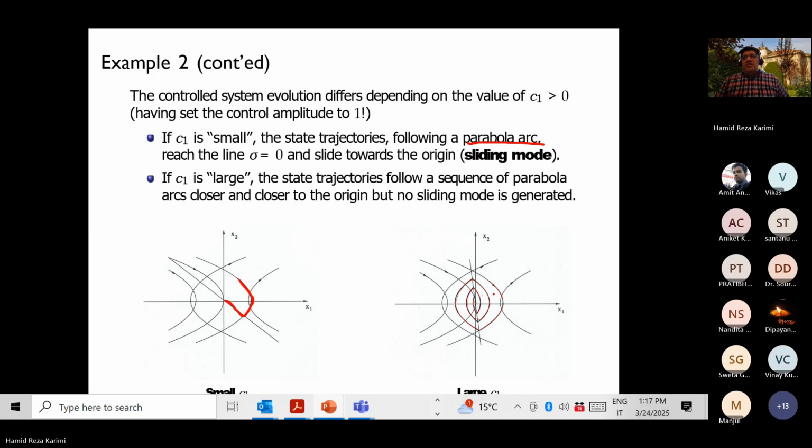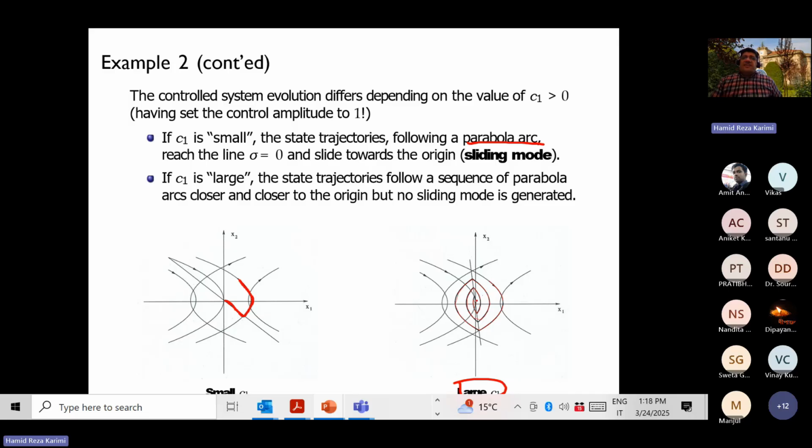But if the C1 is large, for the case of the largest C1, you can see the state trajectory follows a sequence of parabola arcs closer and closer to the origin. So this is quite interesting, that they follow different parabolas. You see something like this, and then finally they come closer to the origin, but no sliding mode is generated.